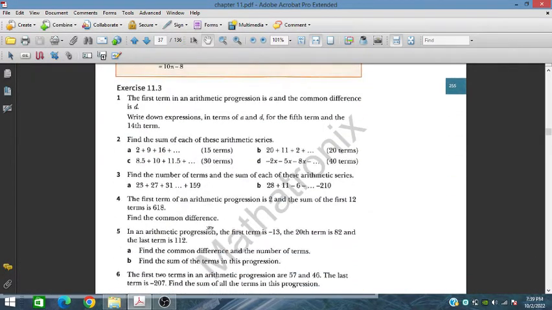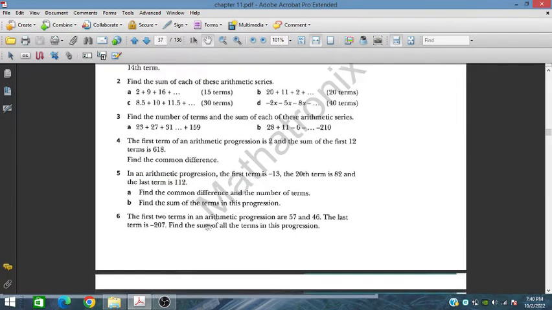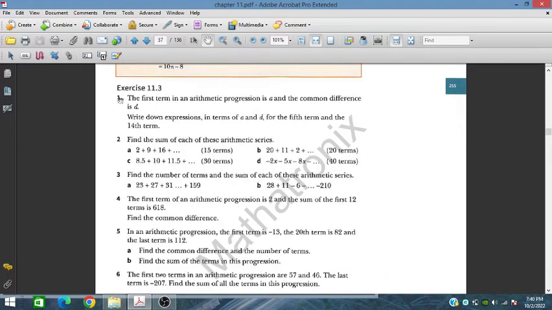So we are starting exercise 11.3. The first term in an arithmetic progression is a, and the common difference is d. Write down expressions in terms of a and d for the 5th and the 14th term. So for the 5th term and the 14th term, we will write down.